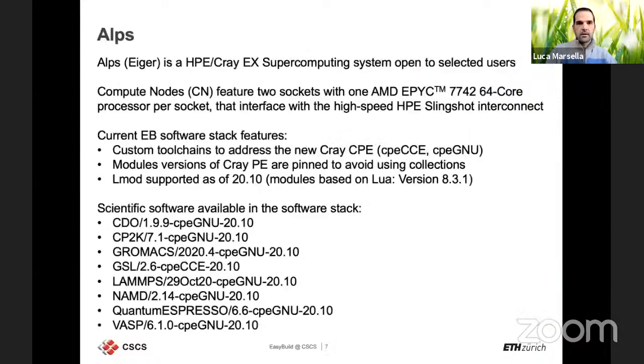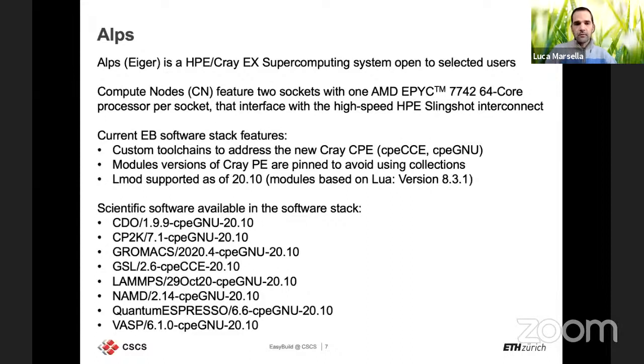The new system is called Alps, and the production partition of the system is named Eiger. This is an HPE Cray EX supercomputing system. As I said, at the moment it's open only to selected users for early testing. The compute nodes of this system feature two sockets with an AMD EPYC processor, like the Rome processor in the standard, commercial naming. And they interface with each other, each node, with a high-speed HPE Slingshot interconnect.